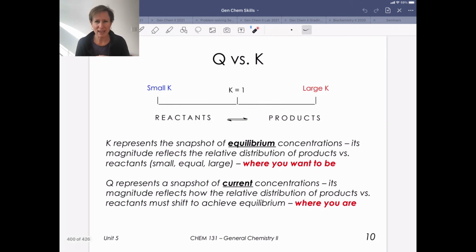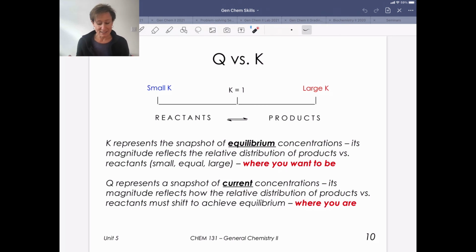Okay? So this Q versus K comparison, just highlighting the difference here. K represents equilibrium concentrations. Our teeter-totter is where it wants to be. So we are going to have a relative distribution of products and reactants that reflects that equilibrium constant, highlighting that it might be a small number, it might be a large number, it might be a relatively equal concentration of reactants and products, an equilibrium constant that's close to 1. All of those are plausible scenarios for any given reaction. It's unique to that reaction. Q represents where we're at. It's a snapshot of the concentrations that we currently have.